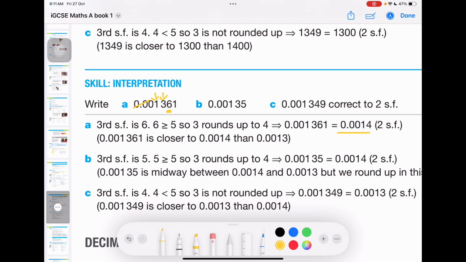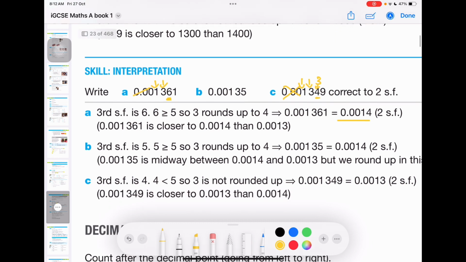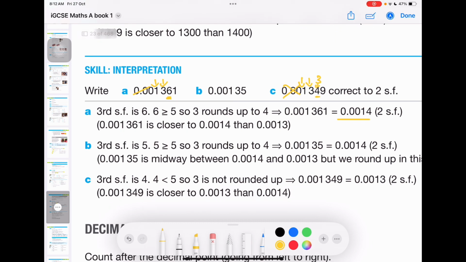0.014. Similarly, for part C, for two significant figures, we are going to ignore the first 3 zeros, and we're going to look at the third significant figure over here, which is 4. So 4 is less than 5, therefore we round downwards and we get a result of 0.0013 over here.